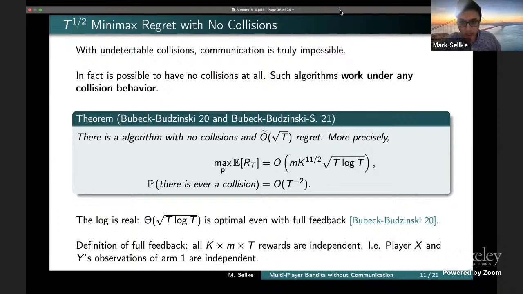So even with full feedback, the log t is really there, which is a little surprising because it's not true in the single player case. And here there's a specific definition of full feedback I'm using. I'm saying all the rewards are independent. So even if you and I both try the same arm at the same time, in full feedback, we'll see different things. The arm will give rewards independently to different players. That's a nice full feedback model here because it prevents any shared information.